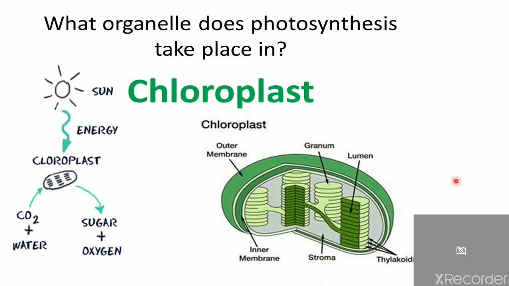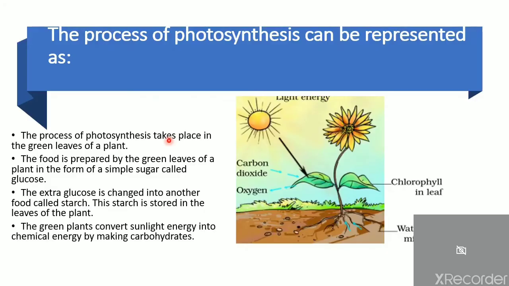Now, moving ahead, let's study in detail the process of photosynthesis. In the figure you can see there is a picture of a plant, and there is the presence of sunlight. These are the basic essential requirements for this process. So the first point is that the process of photosynthesis takes place in the green leaves of a plant.